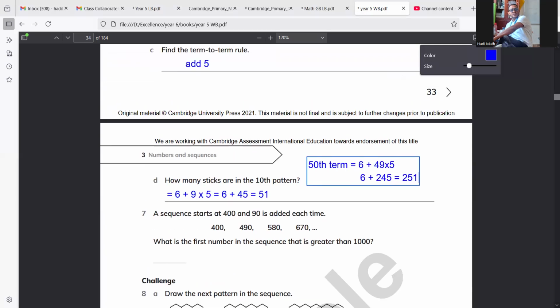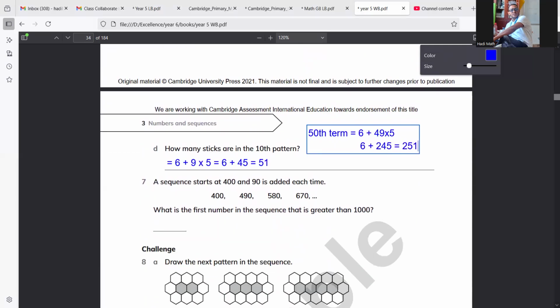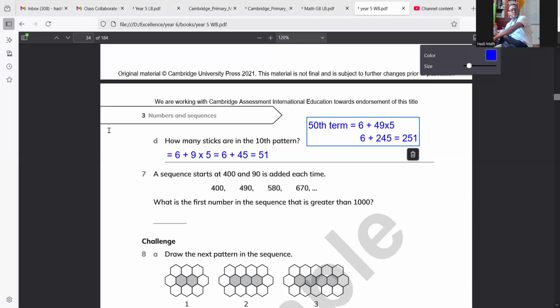Some people do it in a very long way. They say we start at 6 and we add 5 every time. It's going to be 11, and then 16, then 21, 26, 31, 36, 41, 46, 51, and now they find the 10th term. But it's taking time. You need to understand and be smart. When they ask for the 10th term, you already have the first term, so you add 5 nine times to get to the 10th term.